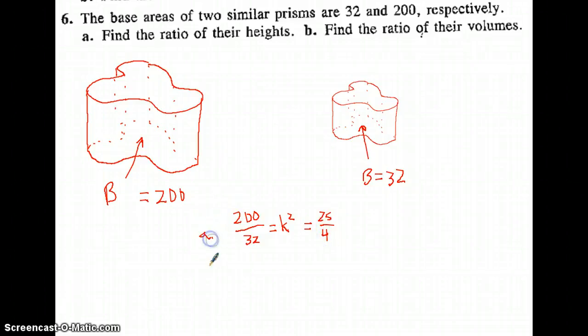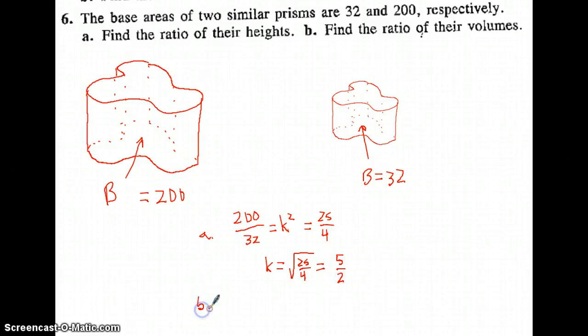So that's the answer to part A. Oh wait, that's not the answer to part A. That's just the ratio of K squared. I'm supposed to find K in part A. K in part A is the square root of that because I'm looking for the ratio of length, and the square root of 25 and the square root of 4.